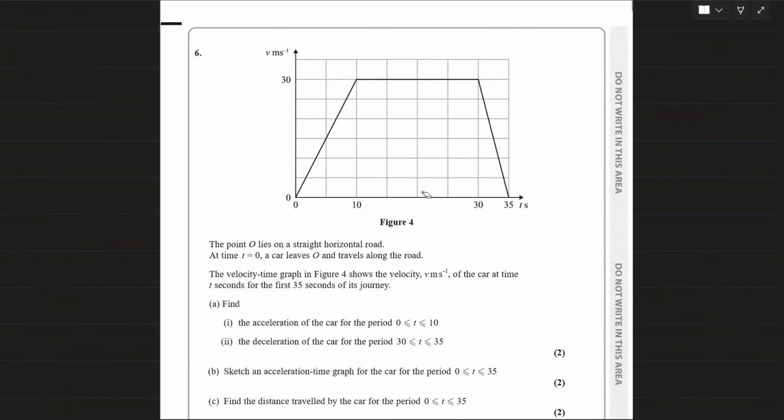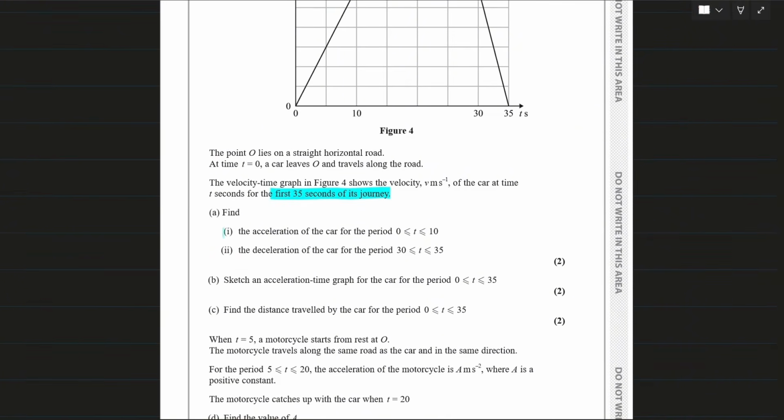So this is our question number 6. In this question, we see that we have a velocity time graph given, and this velocity time graph is the velocity time graph for a motion of a car. The velocity time graph given maps out the velocity of a car during the first 35 seconds of its journey. This is given in the question, and the car is traveling on a horizontal straight road.